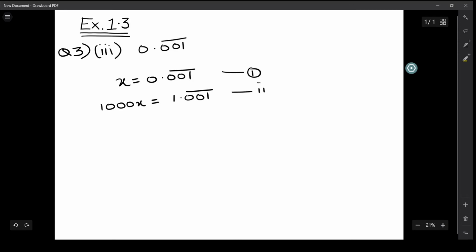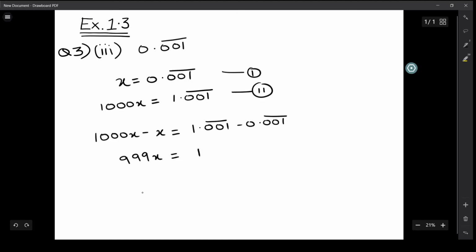So again, if I label this equation 1 and this equation 2, I'm going to subtract equation 2 from equation 1, and we're going to get 1000x minus x on the left hand side, and this is what we're going to get on the right hand side. This is going to give us 999x is equal to 1, and x is equal to 1 by 999.